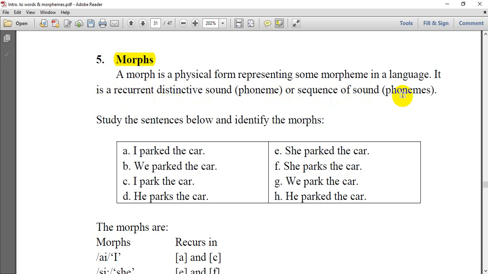For example, in the English word unfavorable, we have un, favor, and able as morphs. Un has a negative meaning, not, and able is an adjective meaning it is possible.